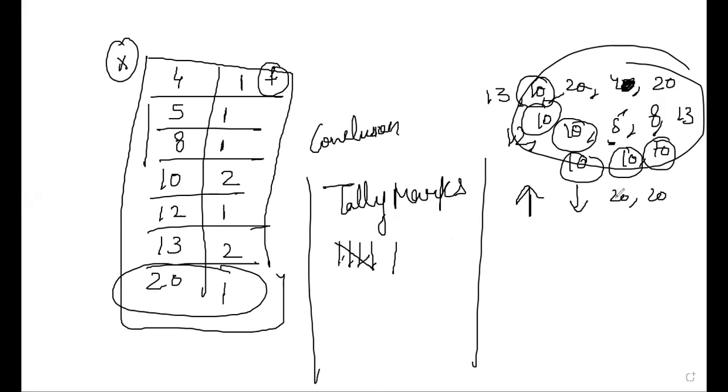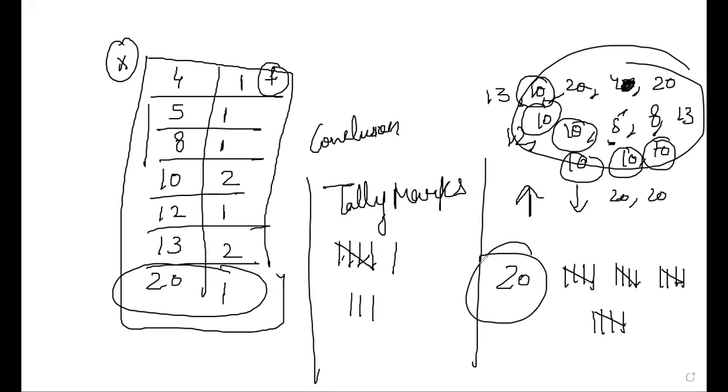Coming to 20, it was 1, 2, 3, so you will simply make 1, 2, 3 like this. For example, if it is 20, how will you make it? 1, 2, 3, 4, 5, four groups of five, like this. You got 20. And if you have 16, what will you make? Three groups of five, 10, 15, and then 1 more. 16. So this is known as tally marks. Clear? Yes, ma'am.